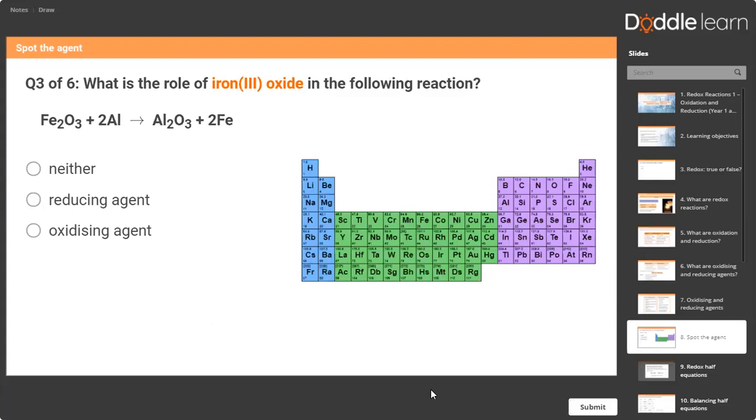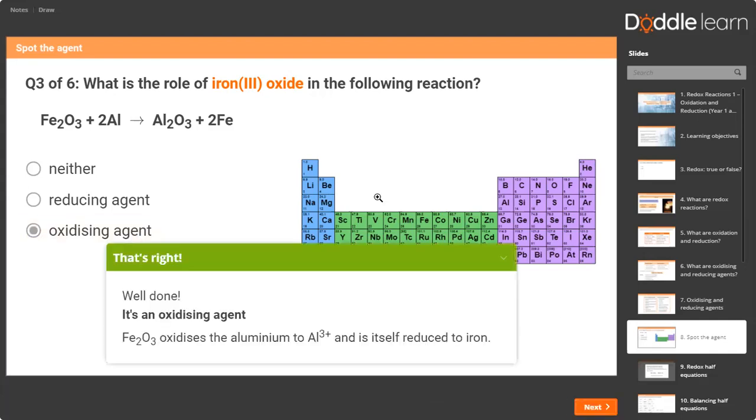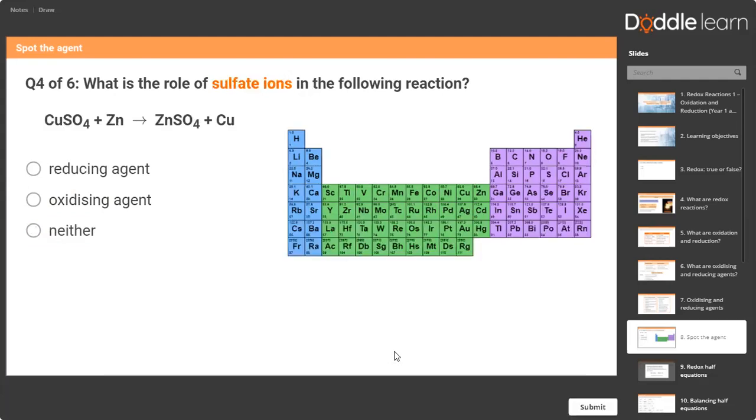What is the role of iron 3 oxide in the following reaction? We've got iron 3 oxide plus 2 aluminium going to aluminium oxide plus 2 iron. Iron 3 oxide in this situation is working as an oxidizing agent. The oxygen is removed from the iron 3 oxide and given to the aluminium. So the aluminium is oxidized by the oxidizing agent, which is iron 3 oxide. Iron 3 oxide oxidizes the aluminium to Al3+ and is itself reduced to iron.